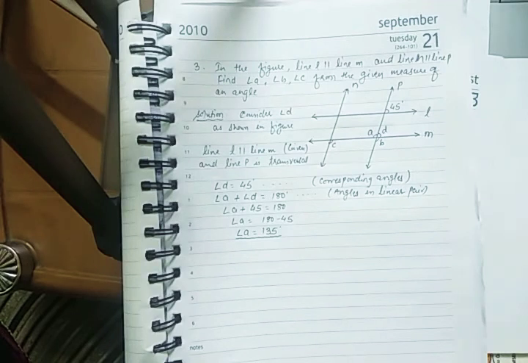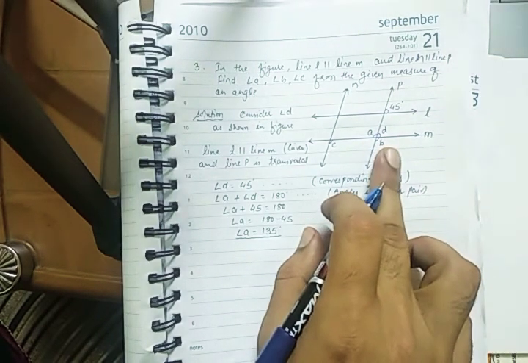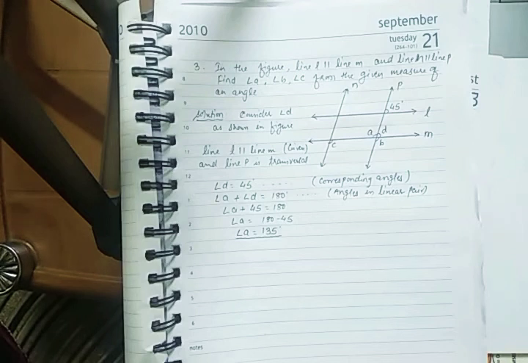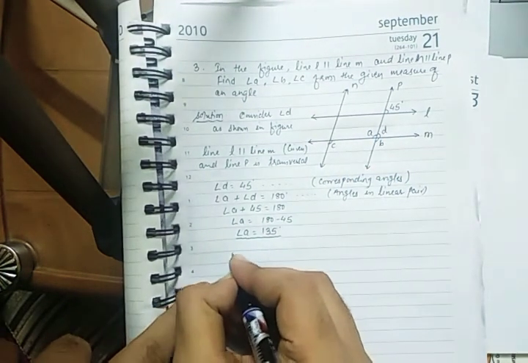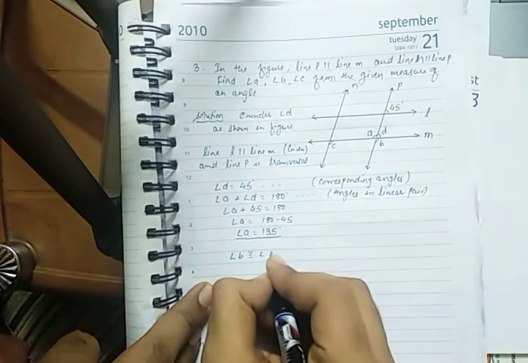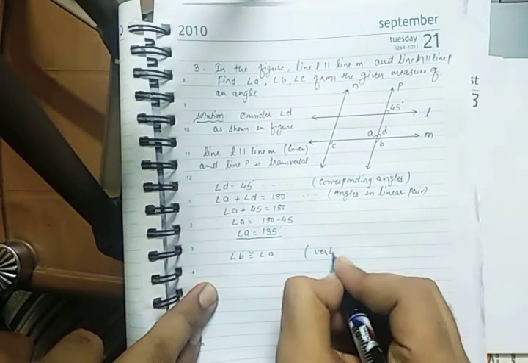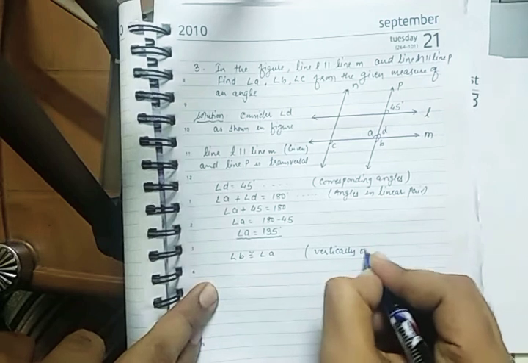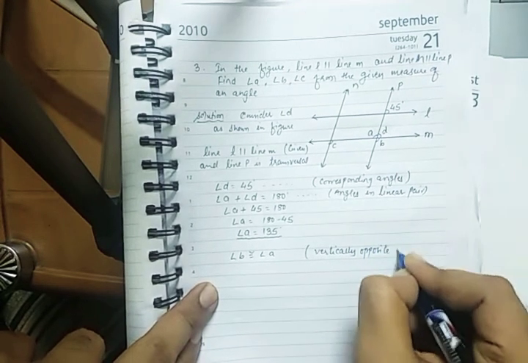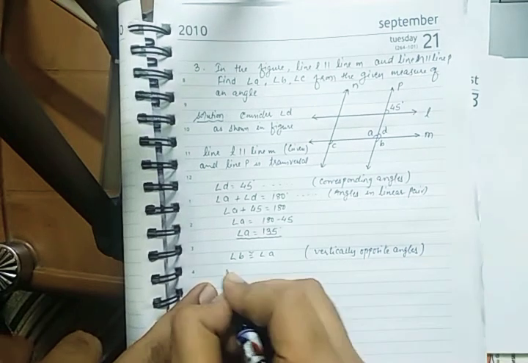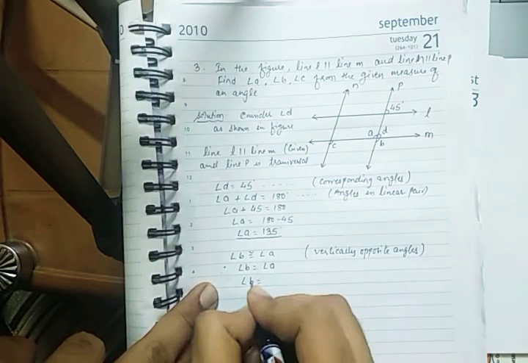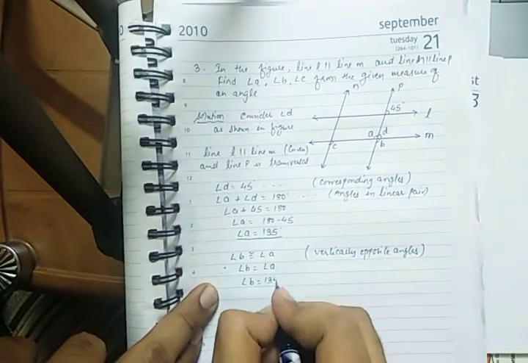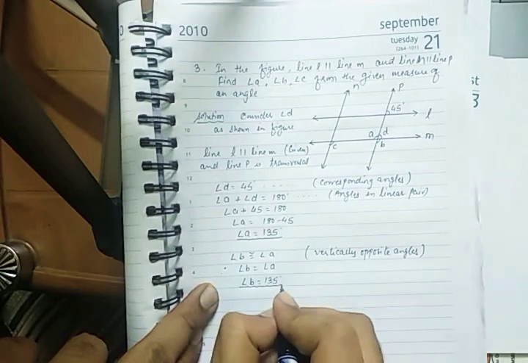Is it clear? Now, the next one is angle B. Students, you can see angle A and B, they both are vertically opposite angles. So you can write here angle B is congruent to angle A. Reason? Vertically opposite angles. That means angle B is equal to angle A. So obviously you can write angle B is also 135 degrees, isn't it?